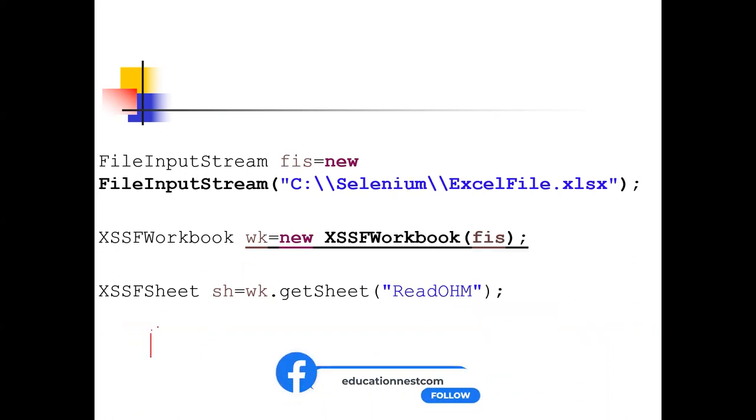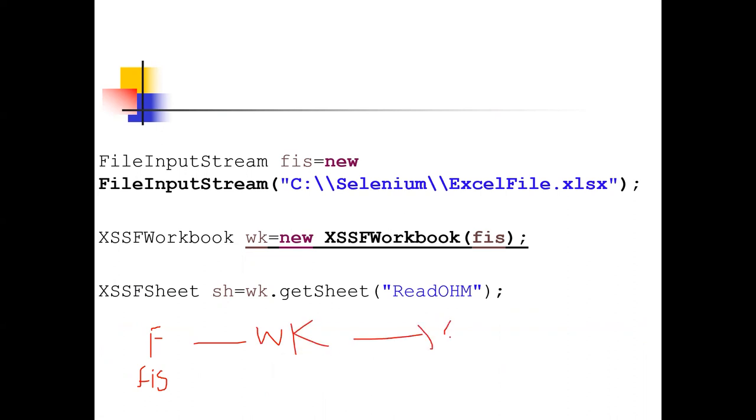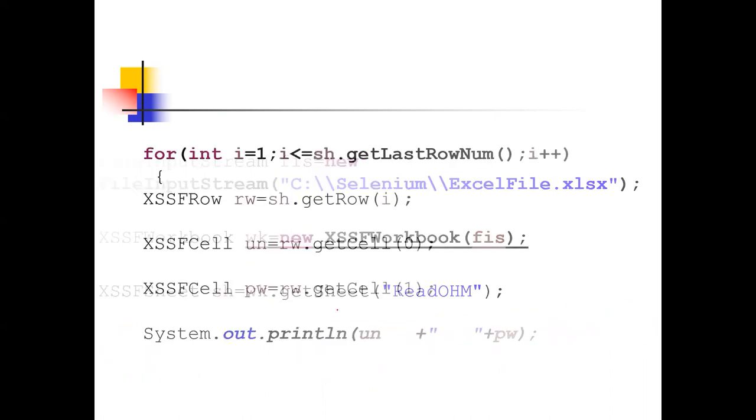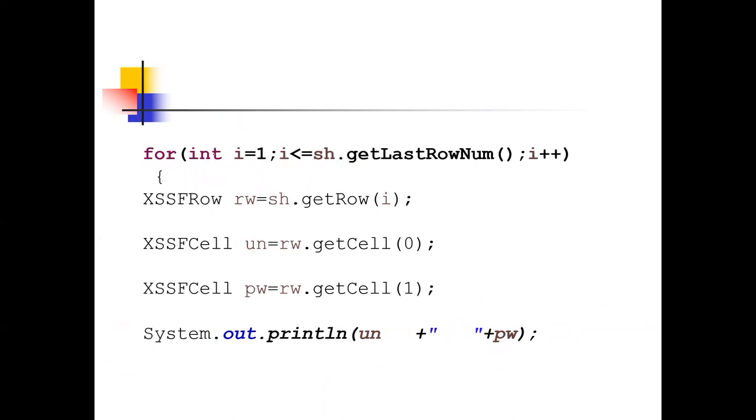First we'll mention the file, and in the file we have mentioned the variable fis. Then we have mentioned the workbook, and the workbook will mention the sheet, and the sheet will mention the row, and in the row we mention the column. So workbook wk equals new workbook fis, and sheet s equals wk.getSheet with the name. After that, in the Excel sheet, we have applied this for loop. I'll explain this with an example in Eclipse. So let's start your Eclipse.